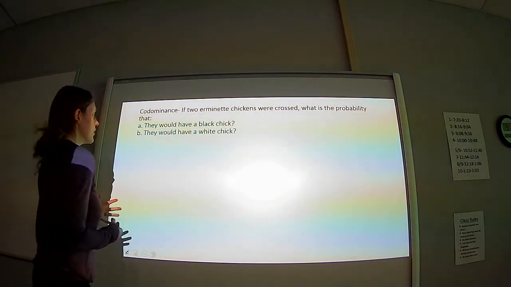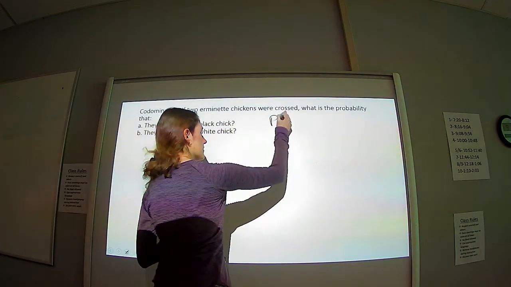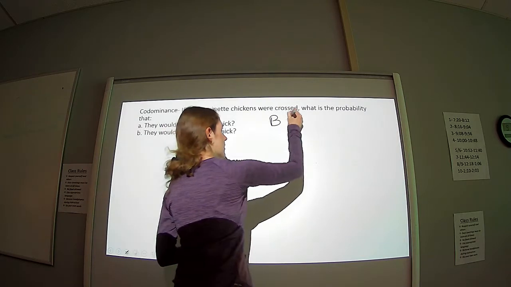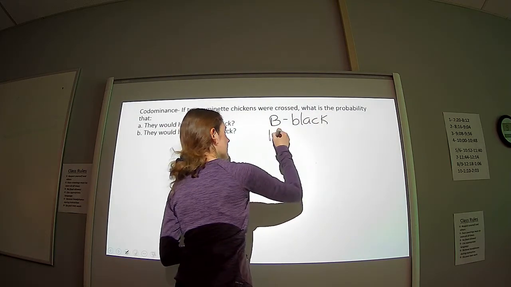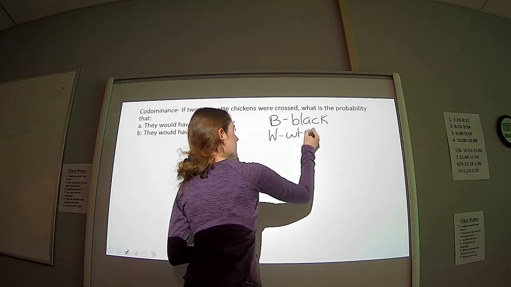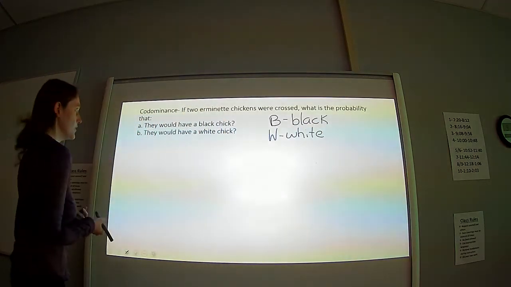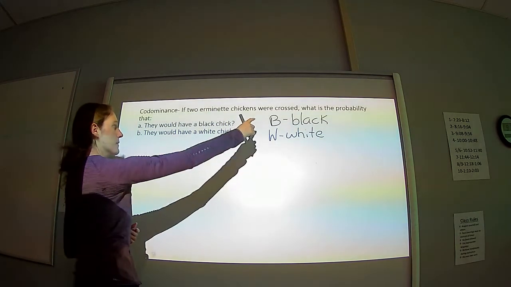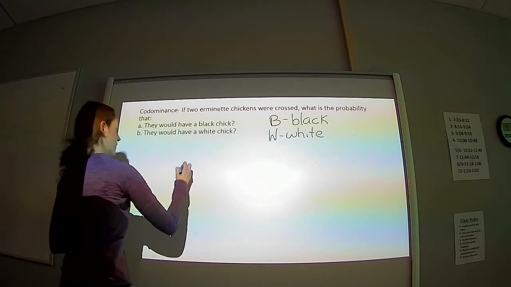And a lot of times when you do codominance, you'll see 2 capital letters. A capital B would be for black, and you'll have a capital W, which would be for white. So we have 2 erminite chickens, so that means that their genotype is BW because they have both the black and the white feathers.